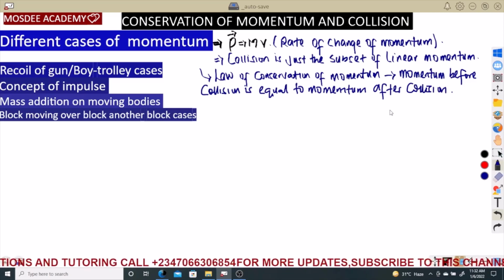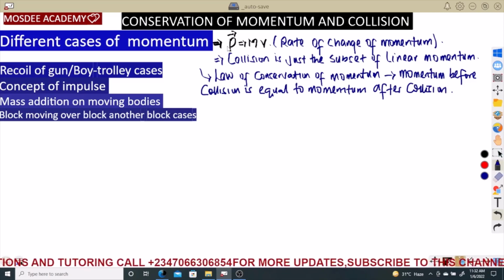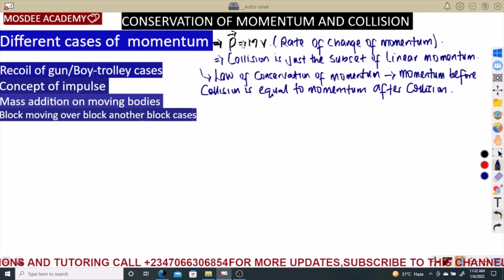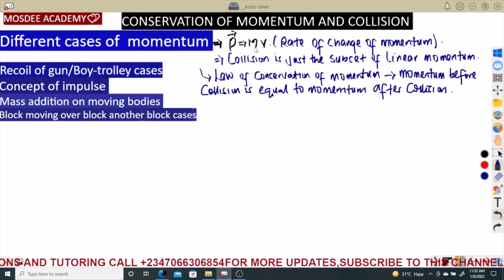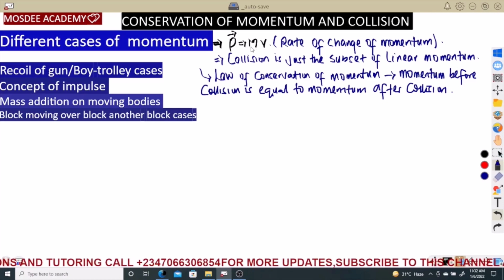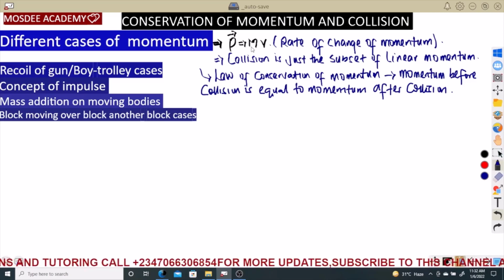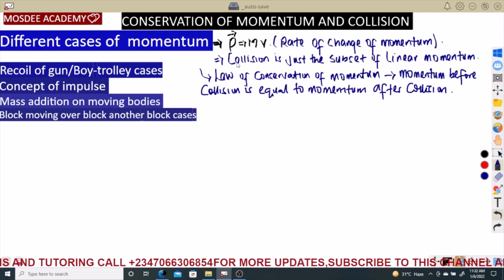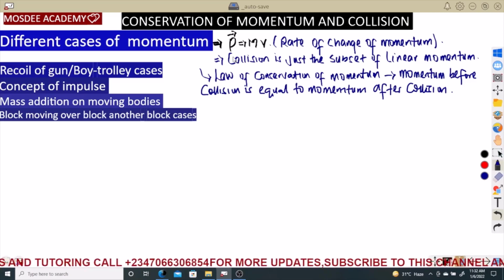So students just need to keep it in mind that momentum is a vector quantity, and it's just defined as the rate of change of the product of mass and the change in what, the velocity. Product of mass and velocity is called what? Momentum, which is a vector quantity.